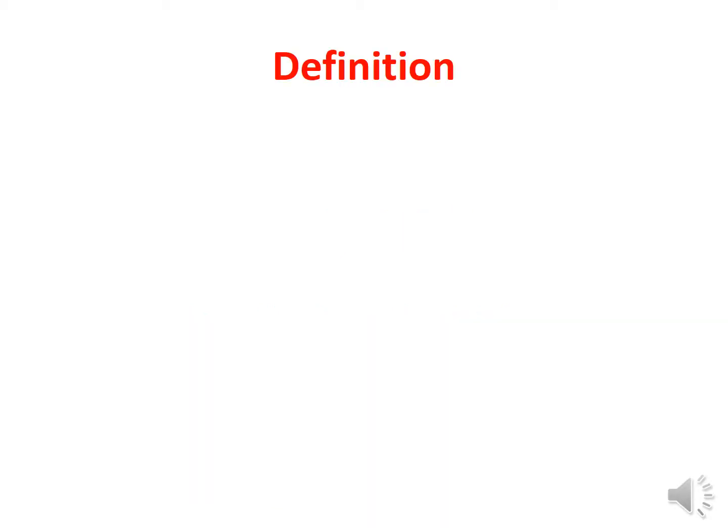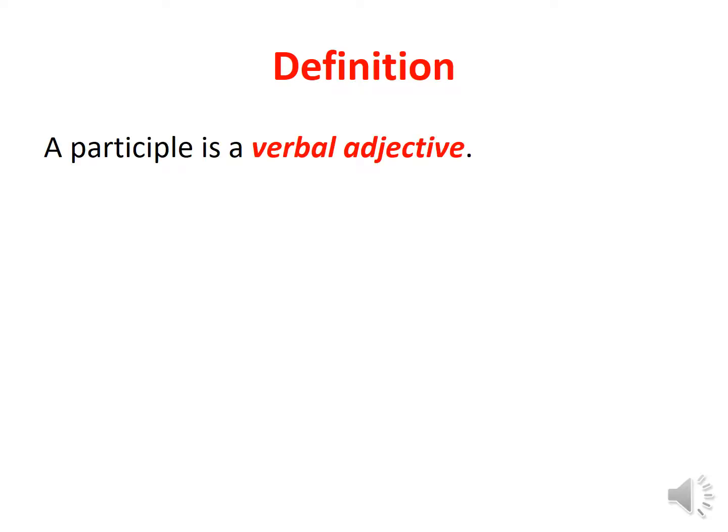First of all, what is a participle? A participle is a verbal adjective. Simple definition. Now, as a verbal adjective, it's going to have a verbal component and an adjectival component. So we're going to look over each of these.